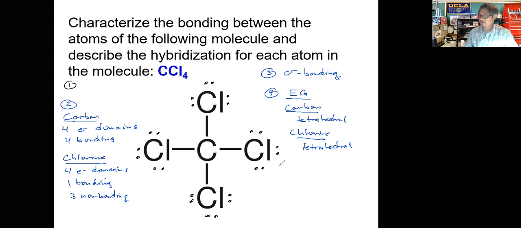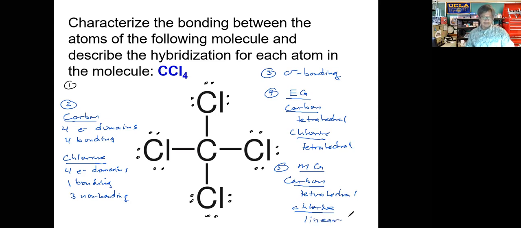Now let's discuss the molecular geometry. In the molecular geometry, we are considering only the bonding domains. Carbon has 4 bonding domains, and so its molecular geometry will also be tetrahedral. But chlorine has only 1 bond, and with only 1 bond, we know that the geometry there will be linear. So only 1 bond, the geometry is going to be linear, and make sure you're able to do that.